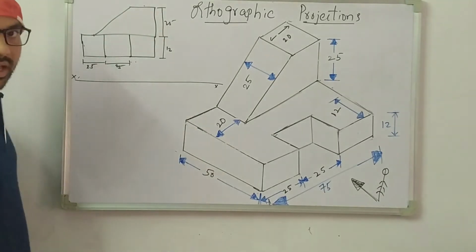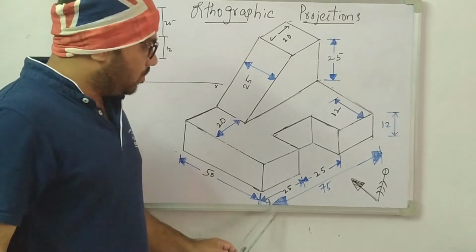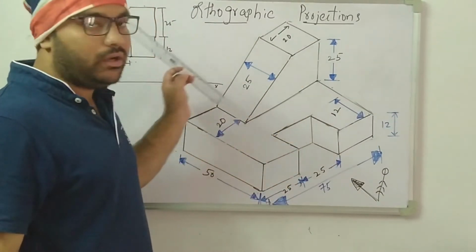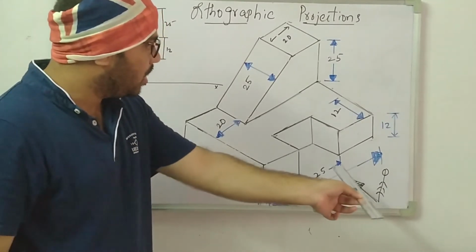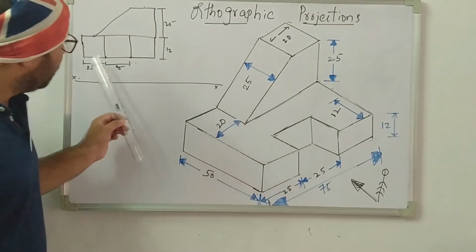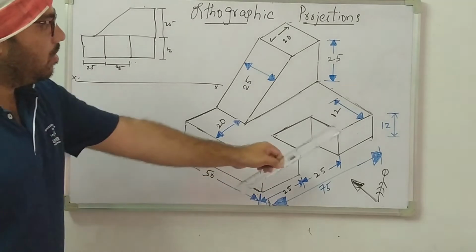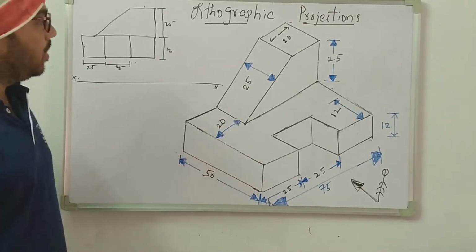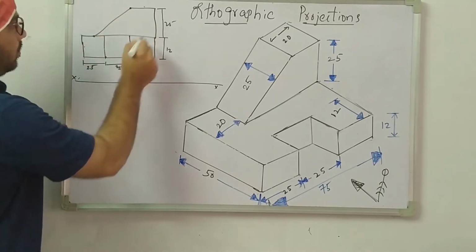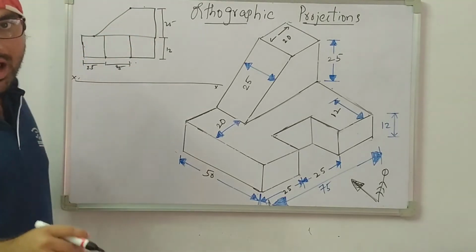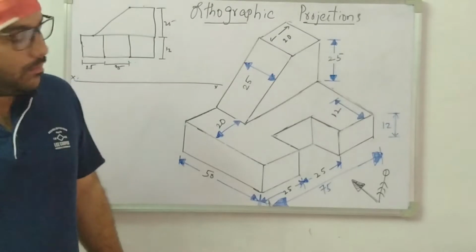What is this height? 25. See, I repeat again. So total length and height we are going to draw in the front view. So these are the three boxes I am going to watch, along with this box. So 25, 25 and 25 with the height of 12 and 25. Now from there onwards, by utilizing the front view, I am going to draw the top view.